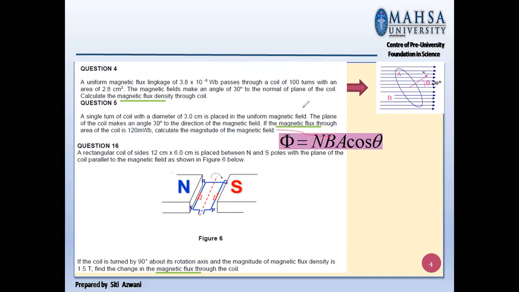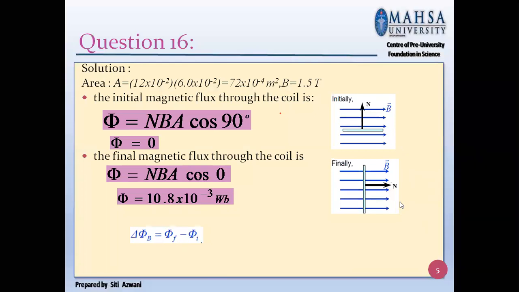Next, question number 16. This is under the magnetic flux, but now you need to calculate the change. Change in the magnetic flux means you have an initial and a final magnetic flux. Let's put the solution.